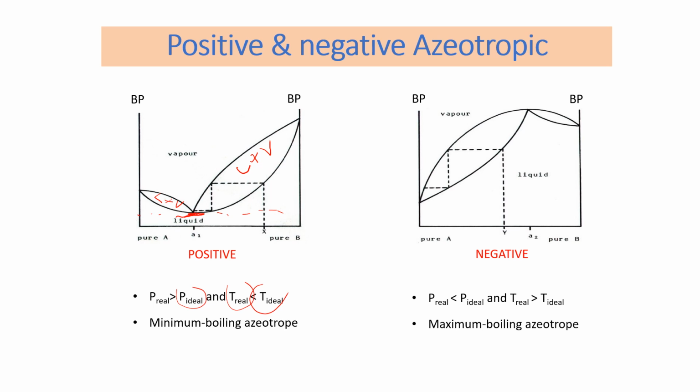Here we have the maximum boiling point of the mixture. Here we have the composition of liquid plus vapor. Here also we have the composition of liquid plus vapor. So the negative azeotropic system will have a pressure that is less than the ideal, and the temperature of the real or non-ideal mixture is greater than the ideal.